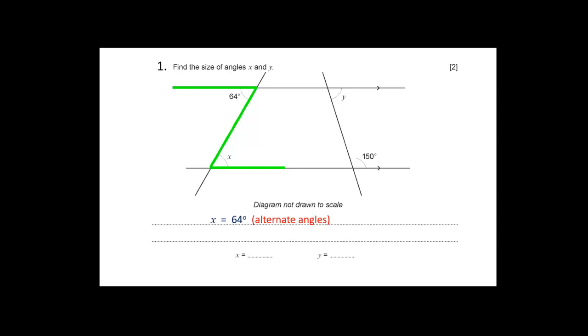Now, what about letter Y? Well, what other letters have we looked at in that first video? We looked at the C. Now, there it is. There's a C. So we know that 150 plus Y is 180. In other words, Y is 180 minus 150, which is 30 degrees. And if you had to say a reason, you don't have to, but if you did, you would say they're supplementary angles. So we had a Z and a C there for X is 64, Y is 30. Excellent.